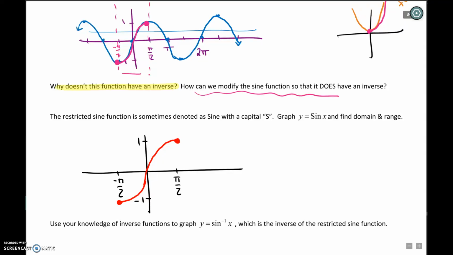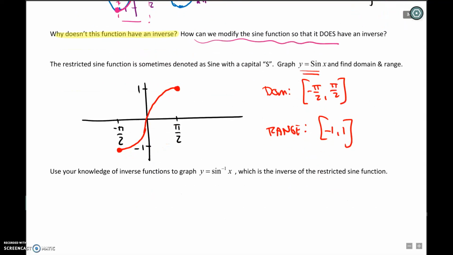That looks bad, but you get the idea. This is called the restricted sine function, and sometimes we denote it by a capital S. So if I ever draw something with a capital S, it means the restricted sine function. So let's find the domain and range. Because it's restricted, the domain now becomes negative pi halves to pi halves inclusive. And the range is still inclusive -1 to 1.